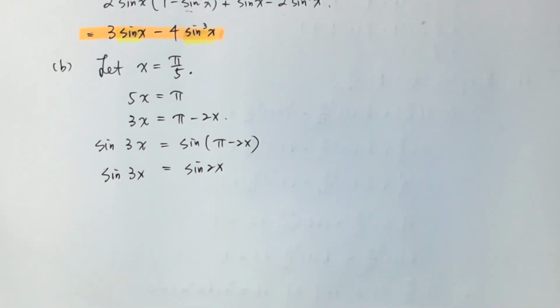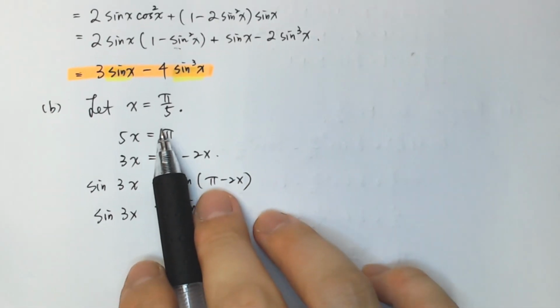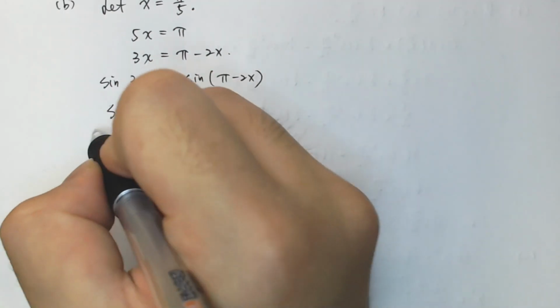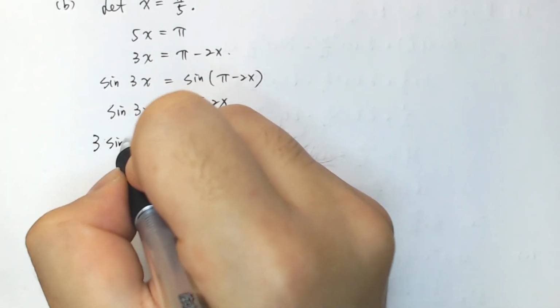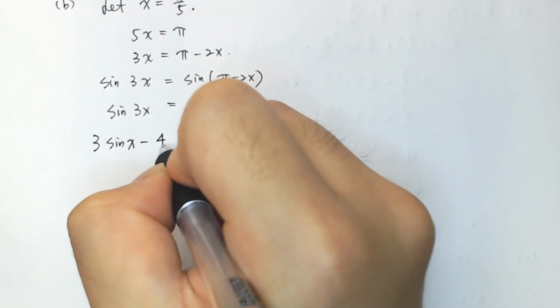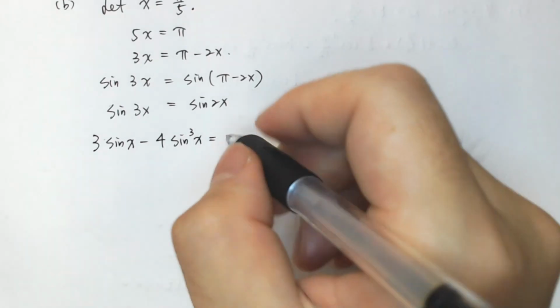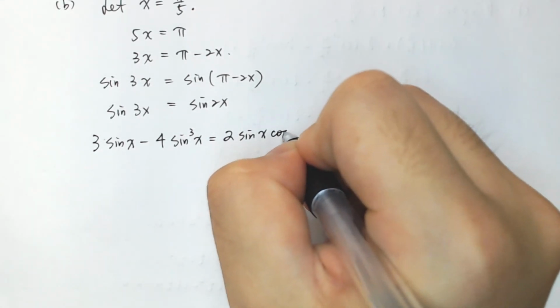And now we can finally make use of the result of part A by considering x being pi over 5, or sine of pi over 5. So we have 3 sine x minus 4 sine cube x. And for sine 2x, there's just only one way to rewrite it: sine x cosine x.